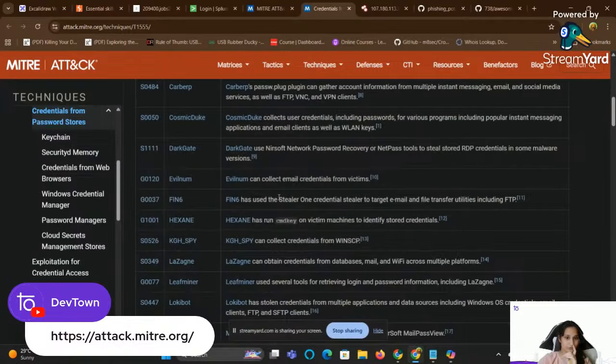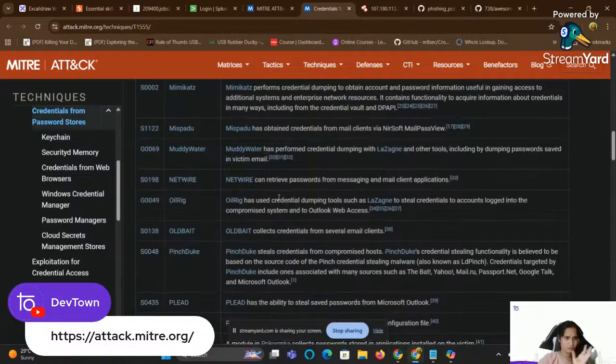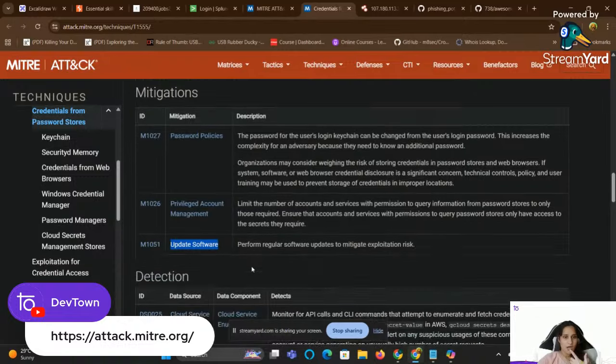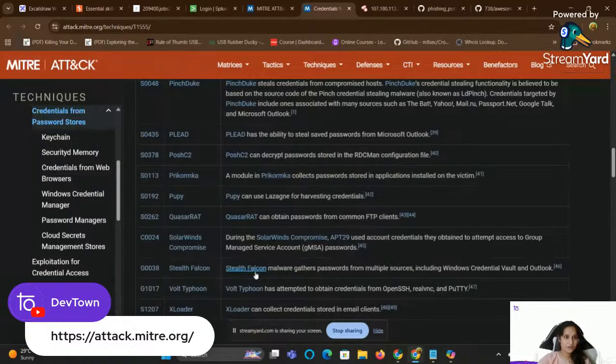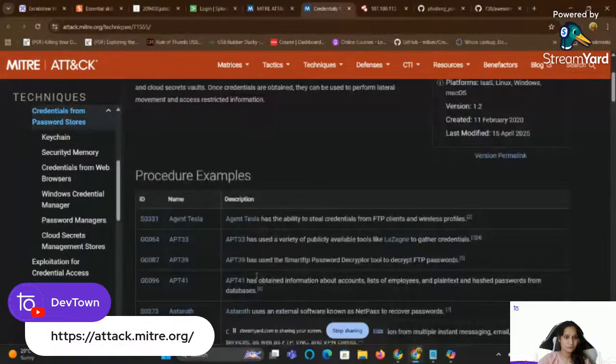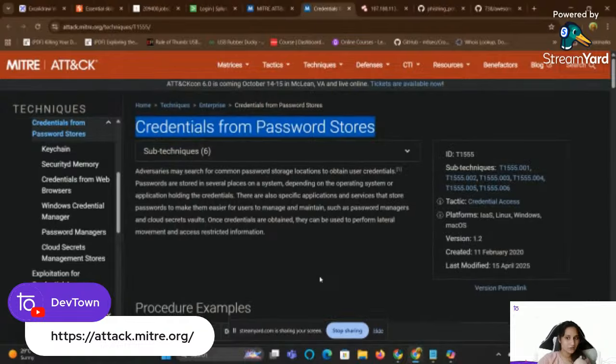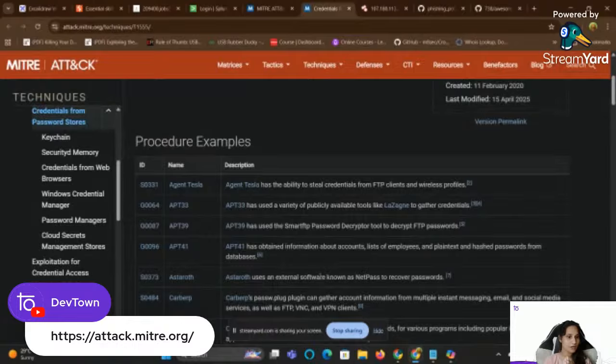Moving further, you can see there are several techniques that you can use. There are mitigations also provided for the same. You can provide password policies, you can also manage the privileged accounts, and you can also update the software if you want to. That's how you can prevent yourself from this particular sort of attack. That's how you can get to know if there is some sort of problem occurring.